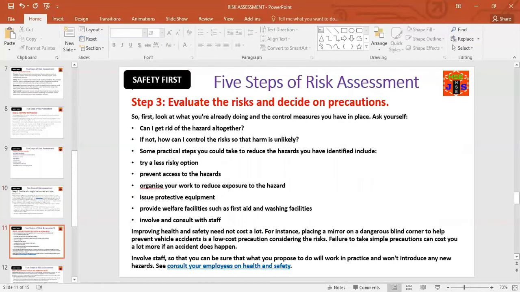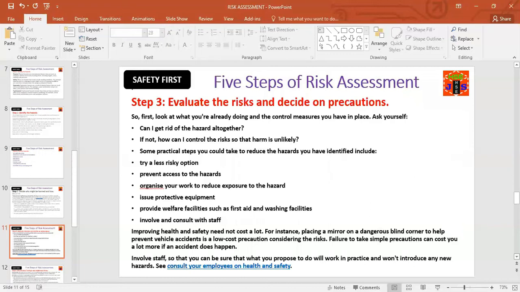Number three, in the series of five steps, the third step is evaluate the risks and decide on precautions. First look at what you are already doing and the control measures you have in place. Ask yourself, can I get rid of the hazard altogether? If not, how can I control the risk so that harm is unlikely? Some practical steps you could take to reduce the hazards you have identified include: try a less risky option, prevent access to the hazards, organize your work to reduce exposure to the hazard, issue personal protective equipment, provide welfare facilities such as first aid and washing facilities, and involve and consult with staff.